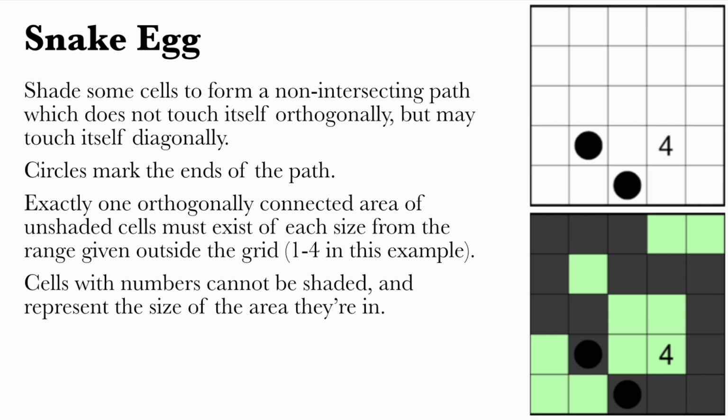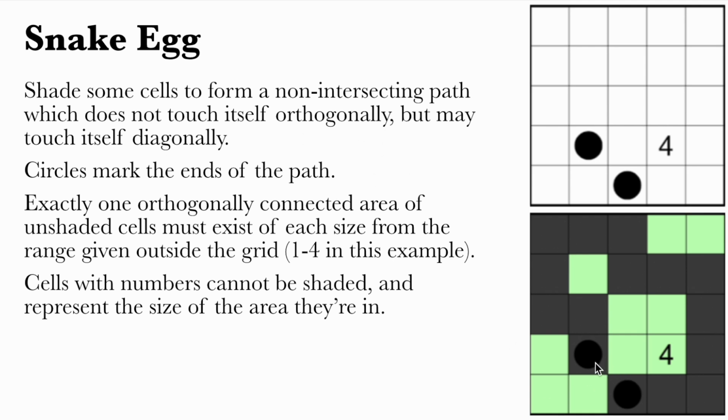And without further ado, let's get into the rules. Snake Egg is a shading puzzle in which we will shade some cells to form a non-intersecting path, which does not touch itself orthogonally, but may touch itself diagonally.